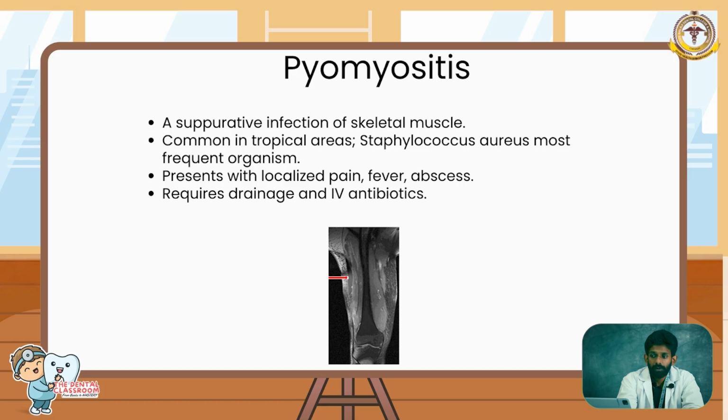Pyomyositis. It is a purulent infection of the skeletal muscle. The causative organism is again Staphylococcus aureus. It occurs in tropical climates. The patient presents with a painful swelling, which in turn goes on to abscess formation. The abscess requires emergency drainage and is treated post-op with IV antibiotics.